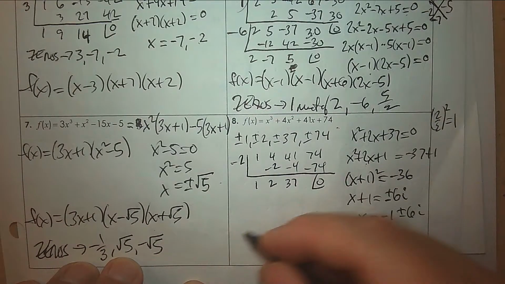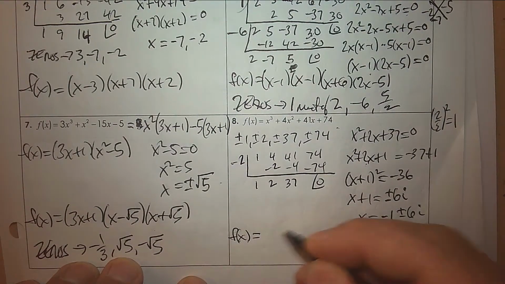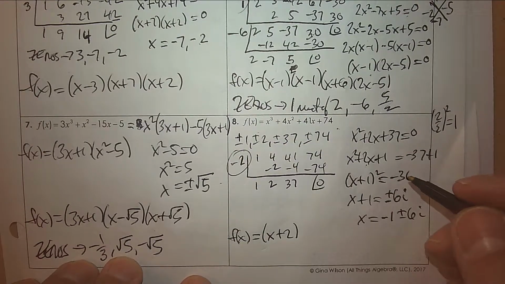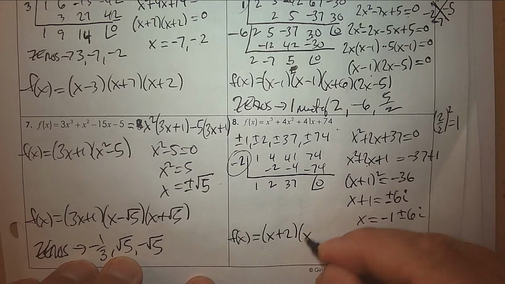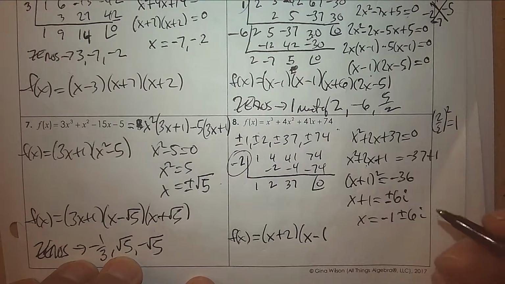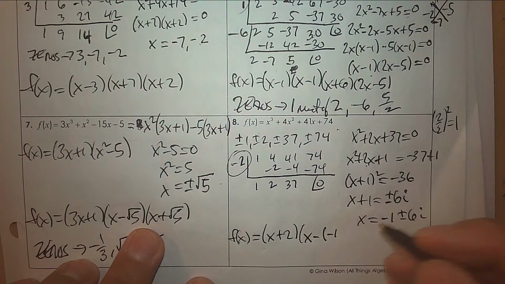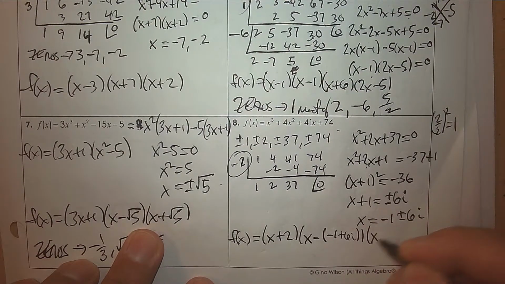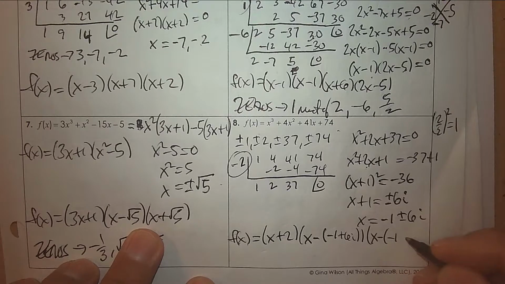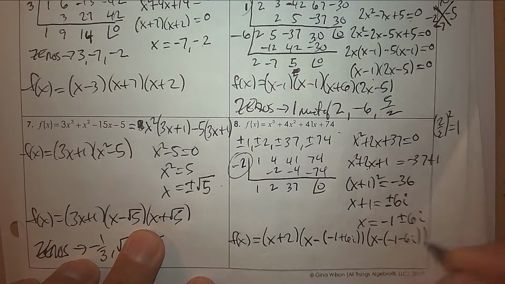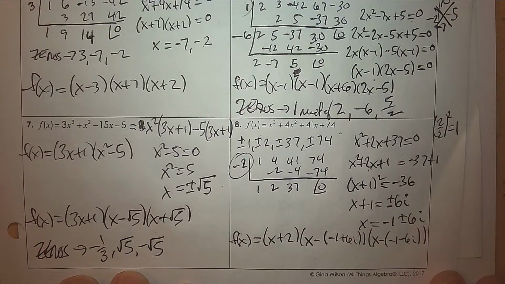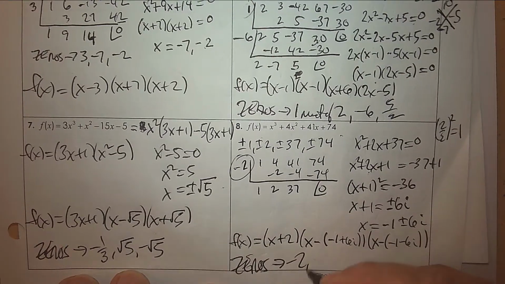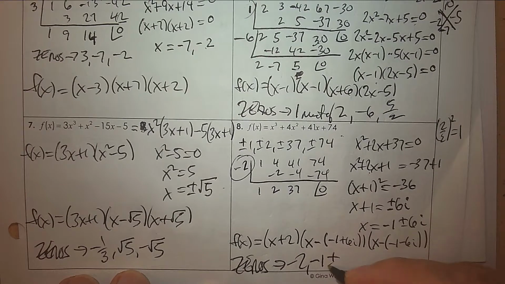So to write the complete factorization, we're going to go x plus 2, that comes from that 0. And then we're going to write, don't make this mistake like I did once in class, subtract both of them. So x subtract negative 1 plus 6i, and then x subtract negative 1 subtract 6i. And then the zeros are negative 2, negative 1 plus or minus 6i.